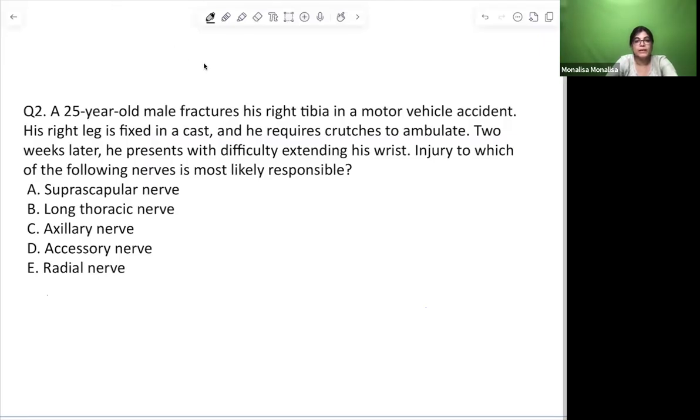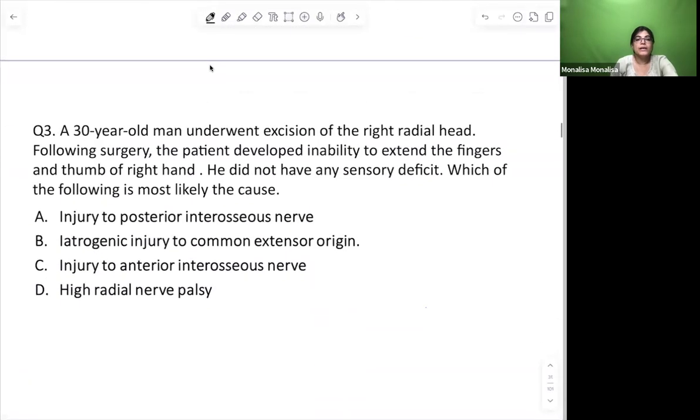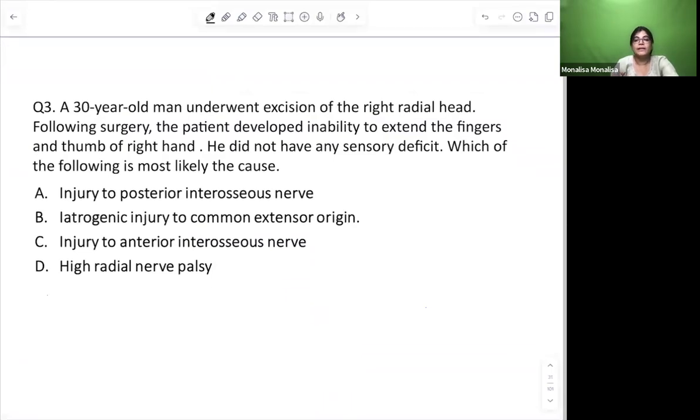Radial nerve, absolutely the right answer. Yes, all of you are absolutely correct. Radial nerve is the right answer. Now, a 30-year-old man underwent excision of the right radial head.